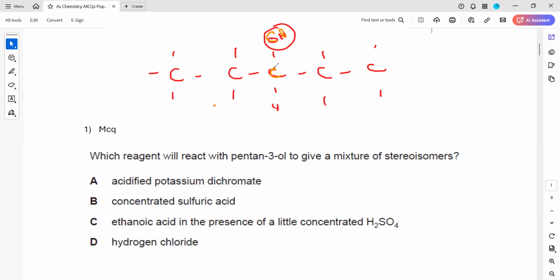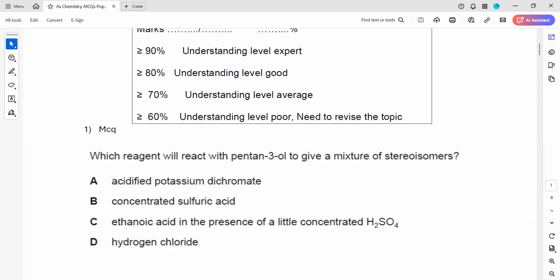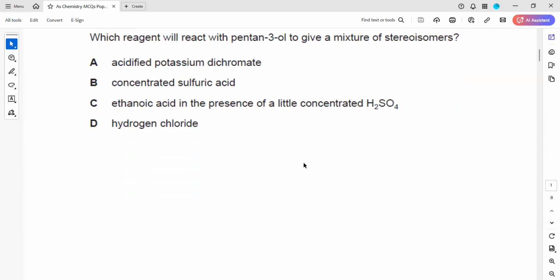But is this carbon a chiral carbon? No, it won't be a chiral carbon. Why? Because C2H5 is here and C2H5 is here, so identical groups are attached. So this cannot be a chiral carbon. So it won't form a stereoisomer with the fourth one. It will only form one when an alkene is formed.